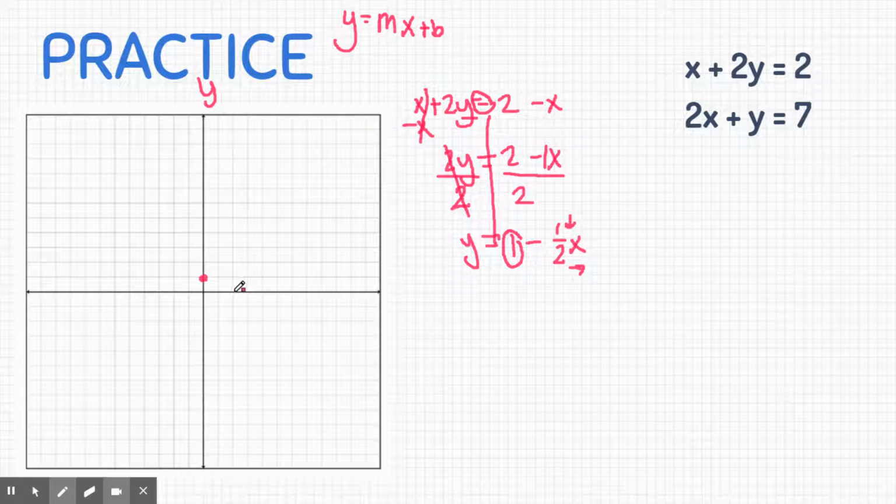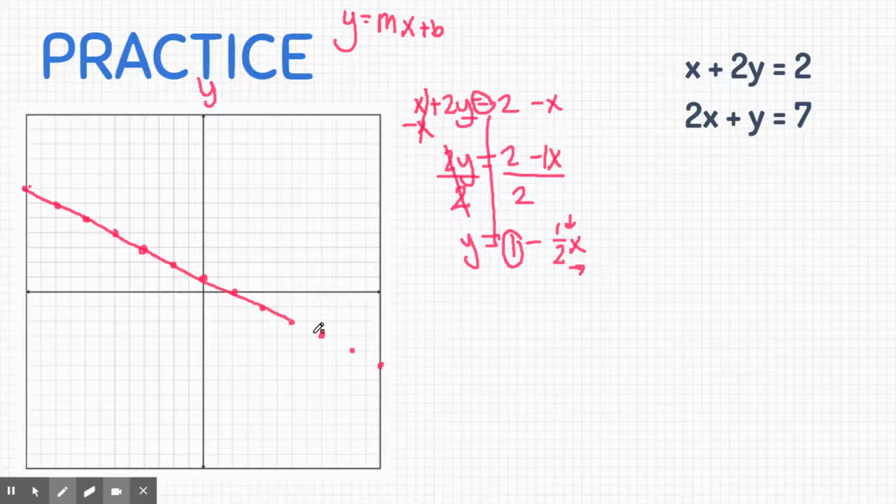So down 1 over 2, down 1 over 2, and so on. Remember that when graphing, we always move left to right. If for some reason we have to reverse that and move right to left, then we're going to reverse our directions. So to go right to left, I need to go up 1 over 2, up 1 over 2, and so on. So there is my first line.